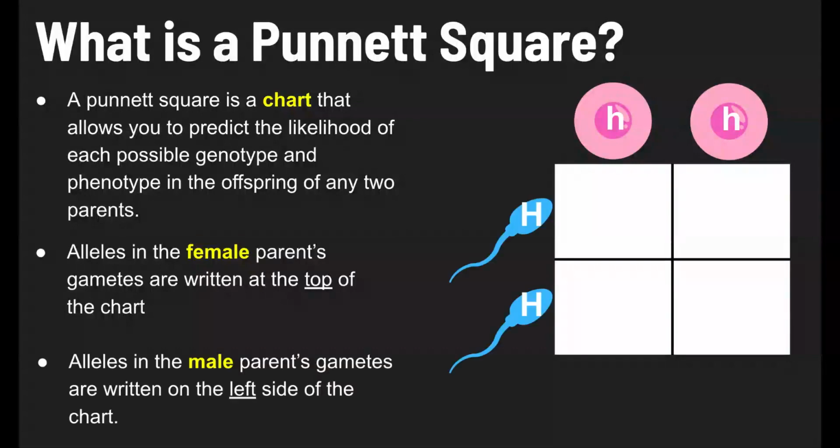The alleles in the male parent's gametes are written on the left side of the chart. So the male parent produces sperm. Inside those sperm are alleles, and that's what you see here on the left.